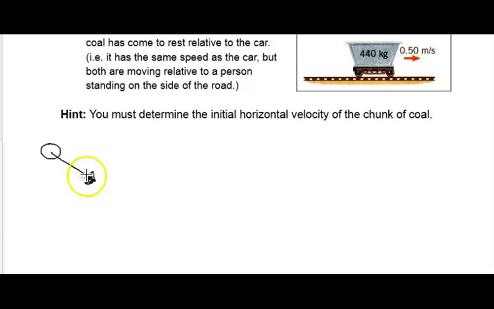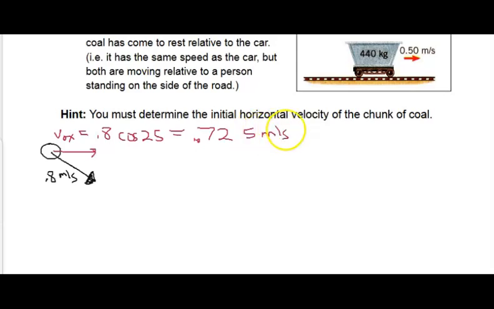Okay, so the first thing you need to do is, if anybody wants me to post some of those, if you're taking the AP, I'm happy to do that, but it's pretty easy to figure out how to do that. So we need to figure out how much of this coal is traveling horizontally and how much is vertical. So the horizontal speed is 0.8 times the cosine of 25, which is a measly 0.725 meters per second.